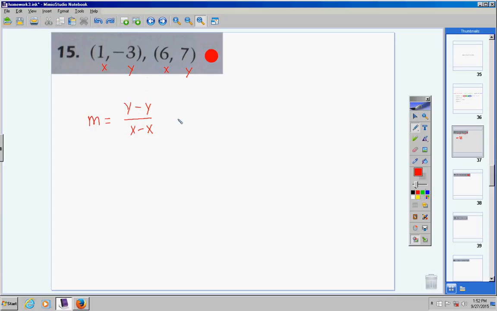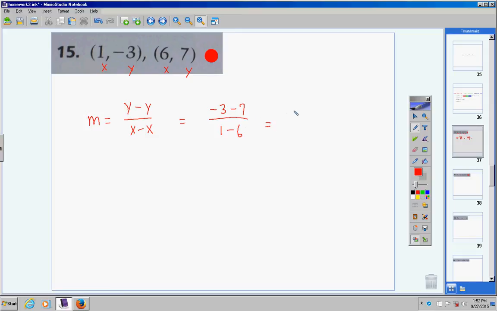y minus y, you have negative 3 and 7 for your y's, so negative 3 minus 7. X minus x, for your x's you have 1 and 6, so 1 minus 6. Now students, if you put this y first here, then you must put this x first here. Other than that, it does not matter what order you go in.